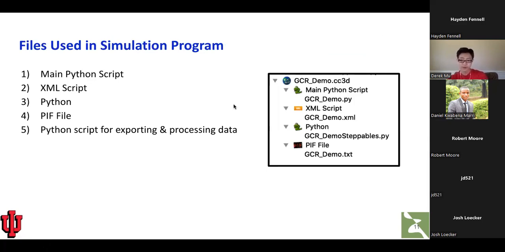So five files were used. First was a main Python script for running the simulation. Second was an XML script for initializing the simulation parameters. Third was a Python script for the code itself. And fourth was a PIF file, which was used to set up the simulation. And finally, there was a separate Python script outside of CompuCell3D for exporting and processing data.